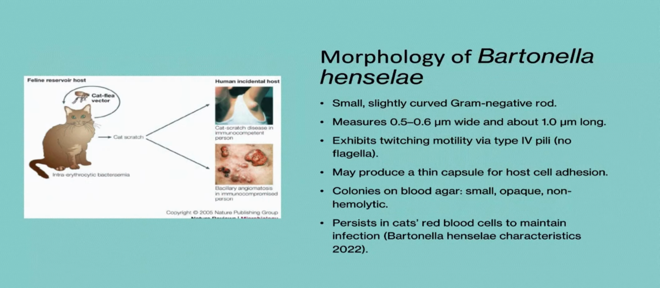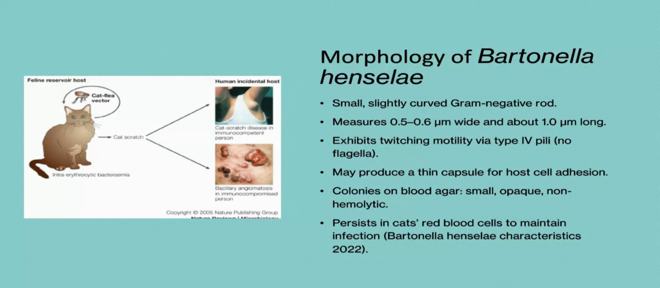Alright, the next slide is talking about Bartonella henselae. It's a small, curved gram-negative rod measuring about 0.5 to 0.6 micrometers in width and around 1.0 micrometer in length. It is slightly motile due to the type IV pili, but it lacks flagella. It may produce a thin protein coat that attaches to the host cells and colonizes the blood vessels. The bacteria can be found in the cat's red blood cells, which maintains infection in the animal reservoir. Source: Bartonella henselae, Chaudhry 2022.